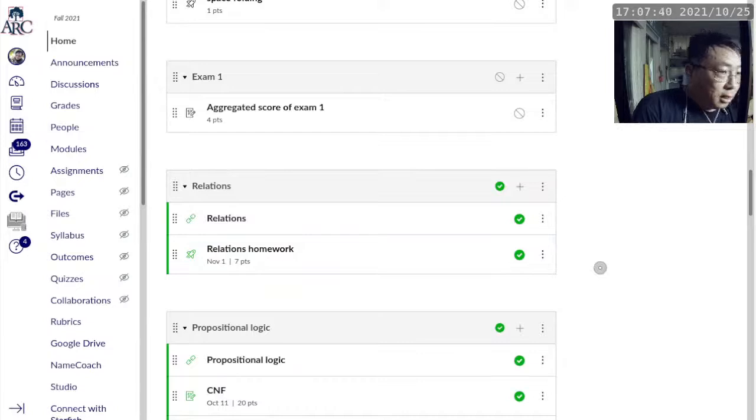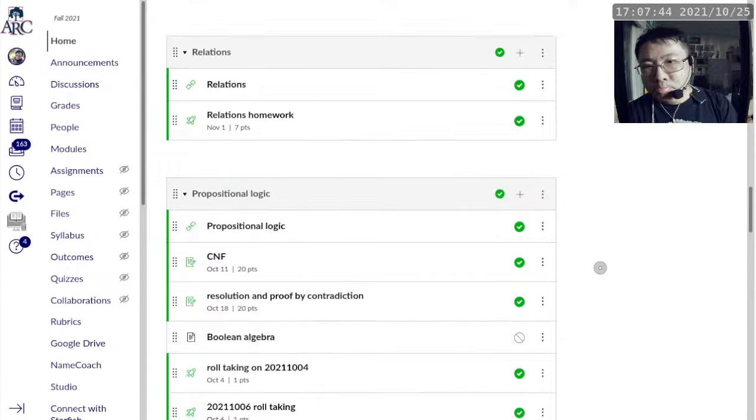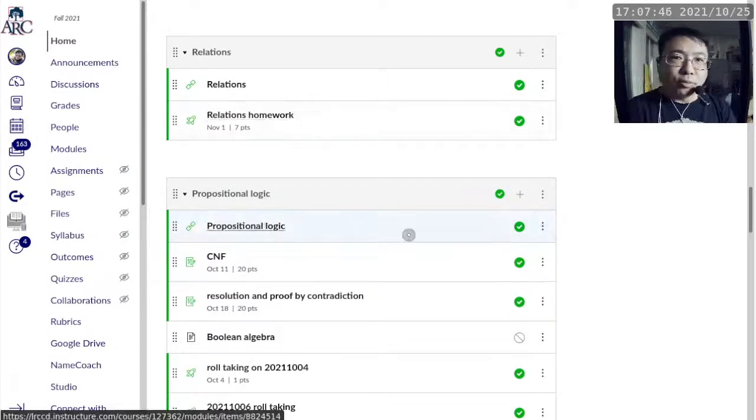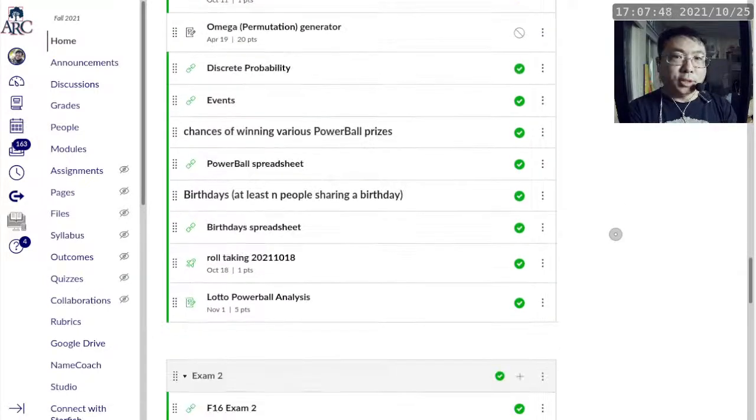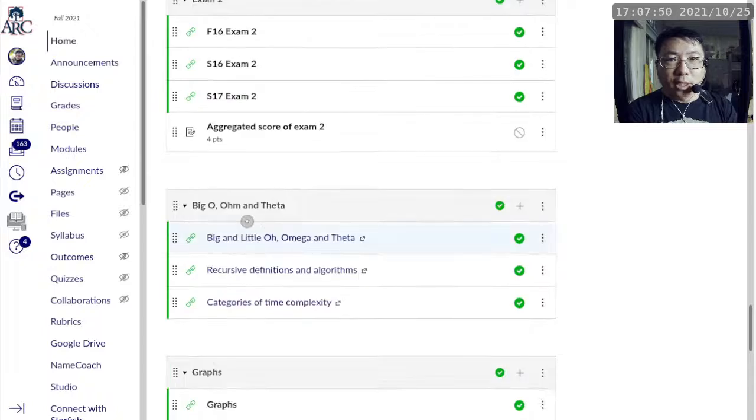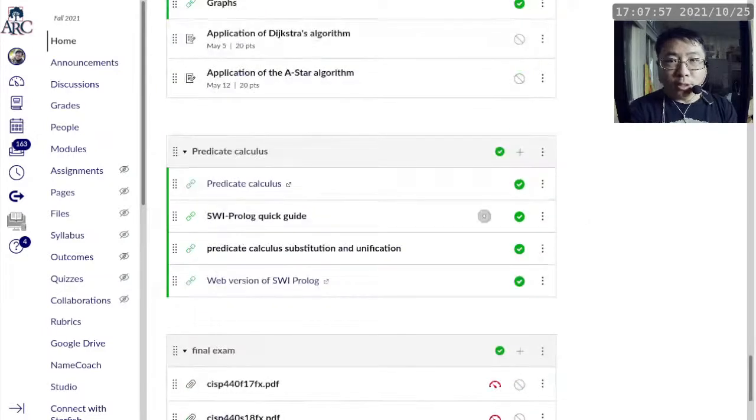We haven't gotten to predicate yet. We only have propositional logic. Predicate logic is after a whole bunch of other stuff. We're going to talk about big O, big omega, and big theta first, and then we're going to talk about graphs, and after that we'll get to predicate calculus, which is actually a lot of fun, but the semester is only so long, unfortunately. Oh, okay, yeah, propositional logic.